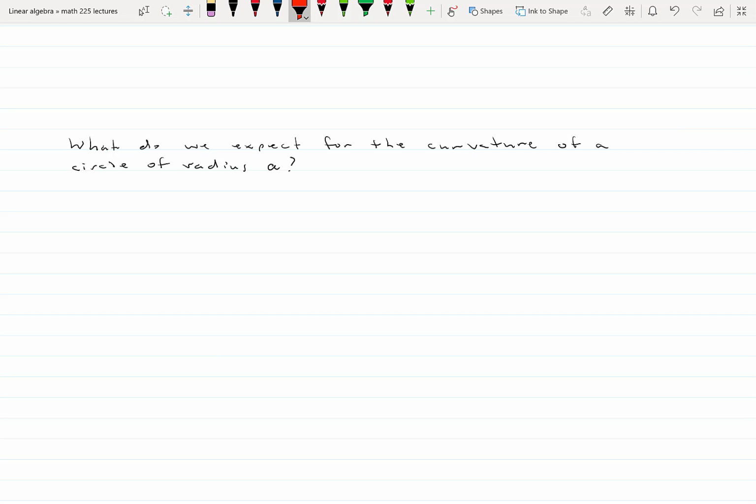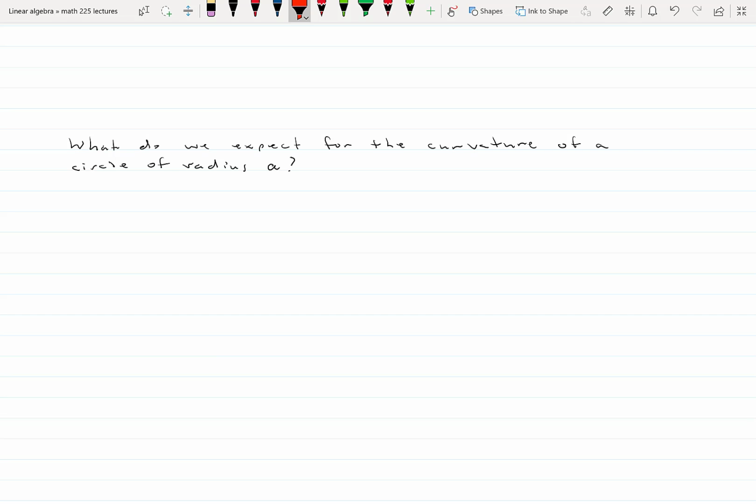On the other hand, what about a big circle, like one the size of the Earth? For a circle the size of the Earth, a tangent vector of length 1 foot as you move along the Earth hardly bends at all. We don't perceive any curvature as we walk along the Earth. We feel like we're walking along a straight line. So big circles should have small curvature, and the smaller the circle, the bigger the curvature.